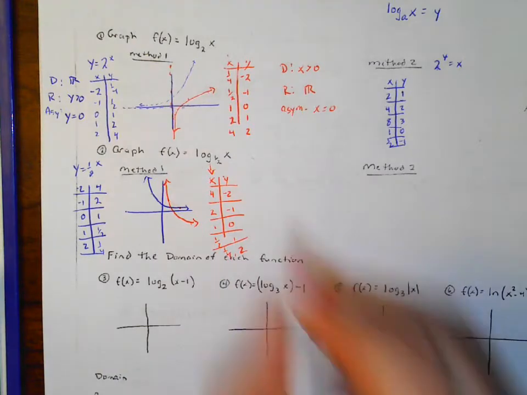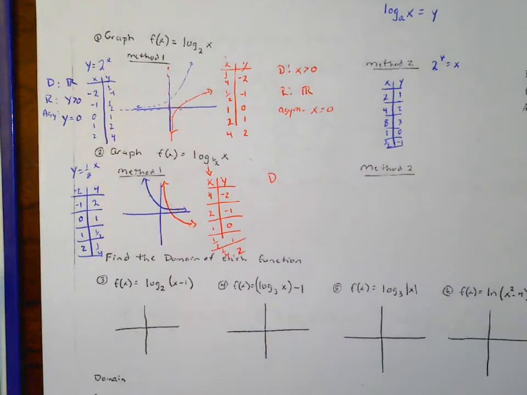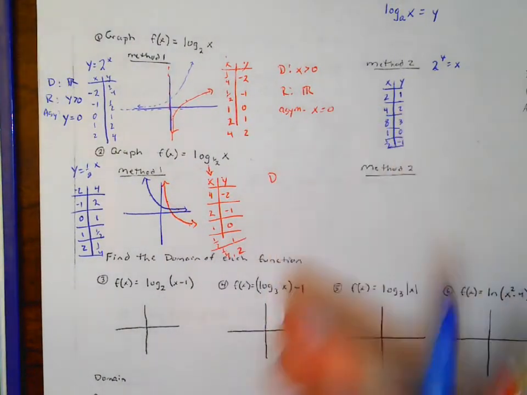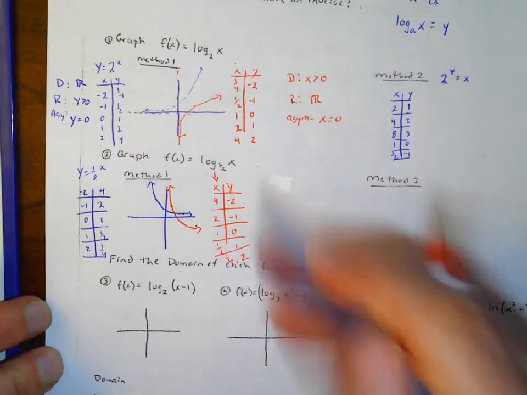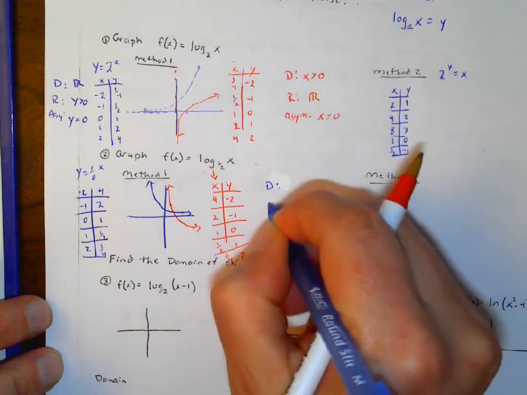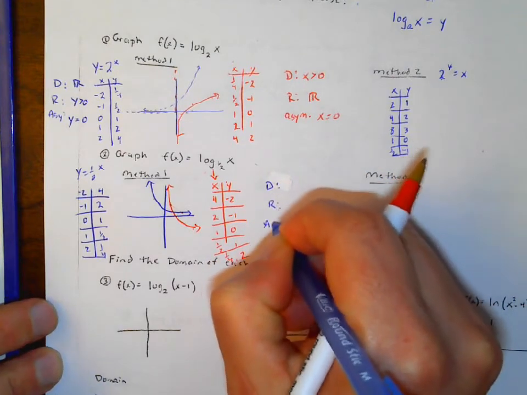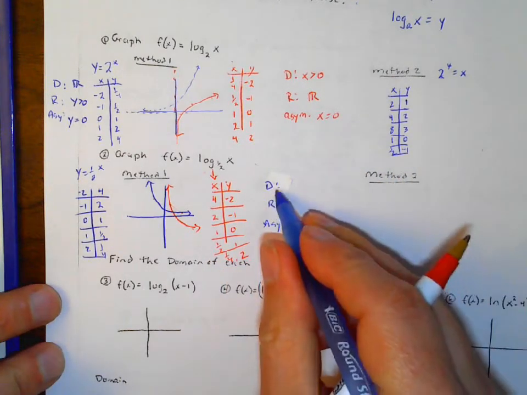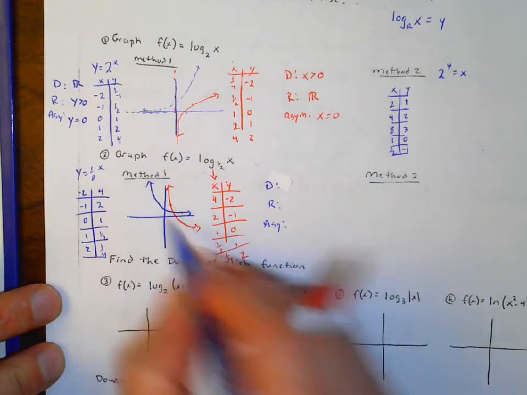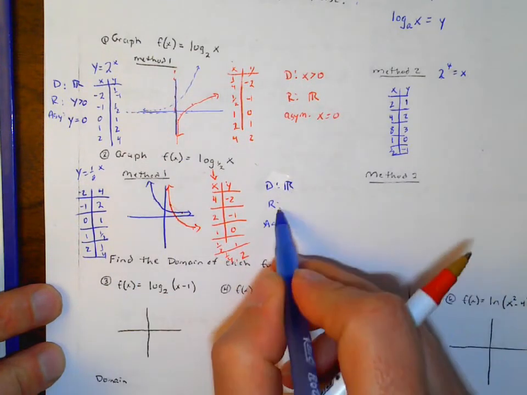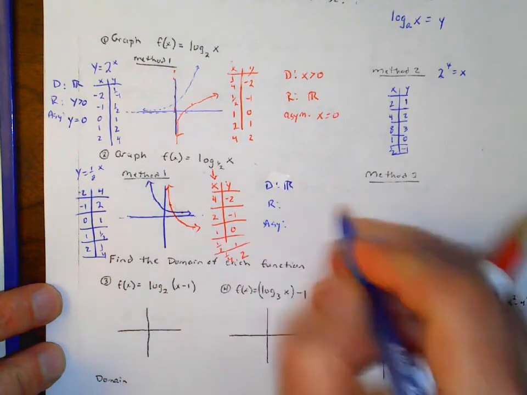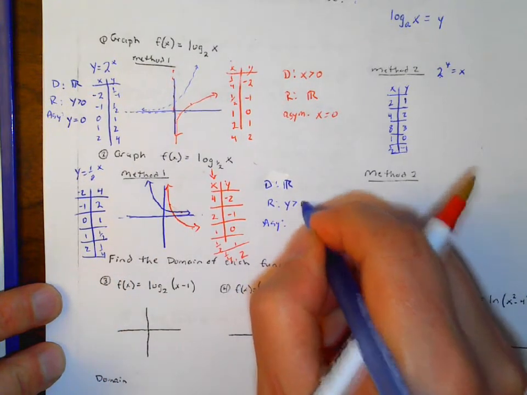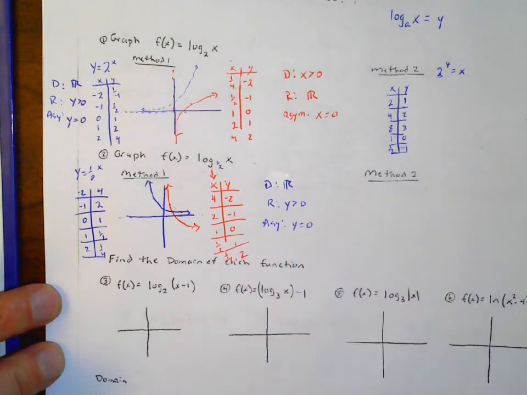Okay, so we think about the blue, the domain, the range, and the asymptote. So the domain of the blue one is all real numbers. The range, we have an asymptote here at 0, so up, so it'd be y is greater than 0, and the asymptote is at y equals 0.